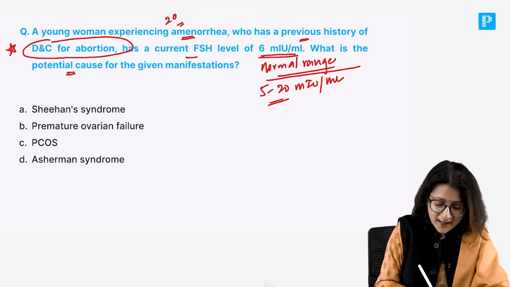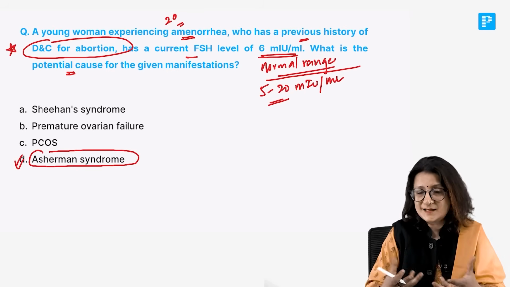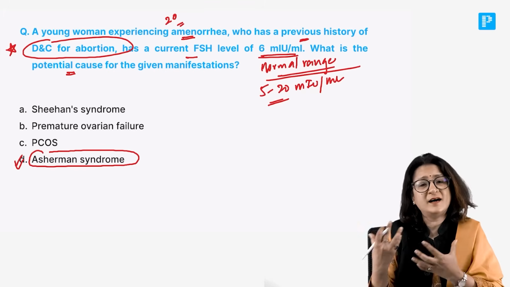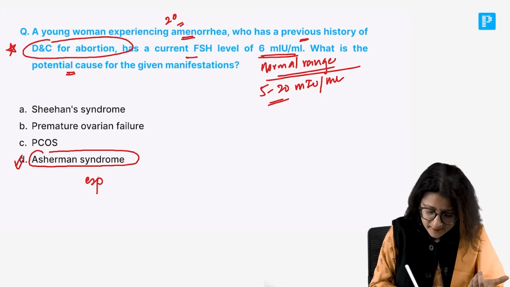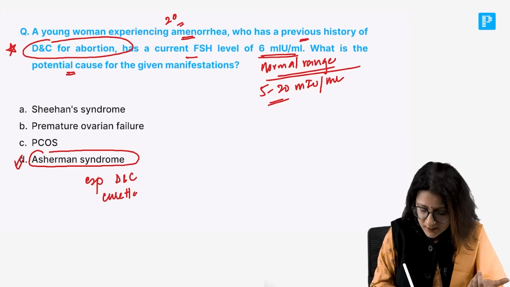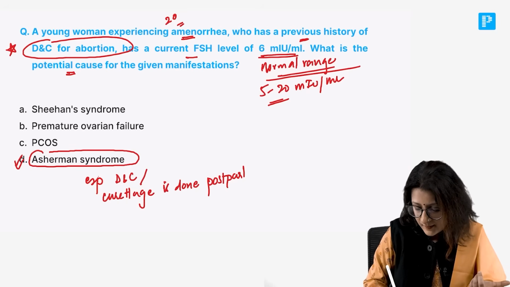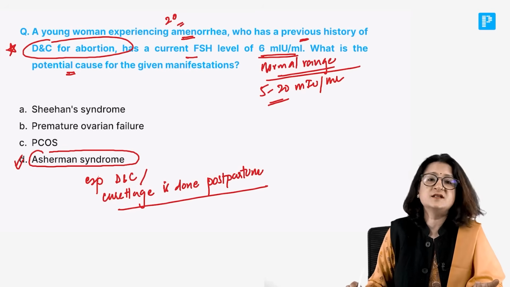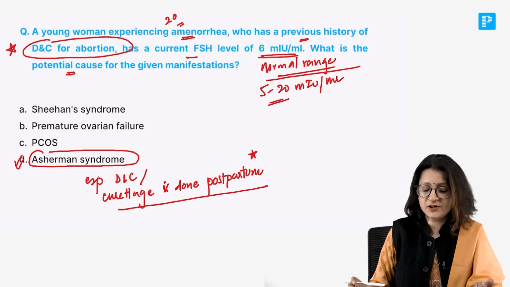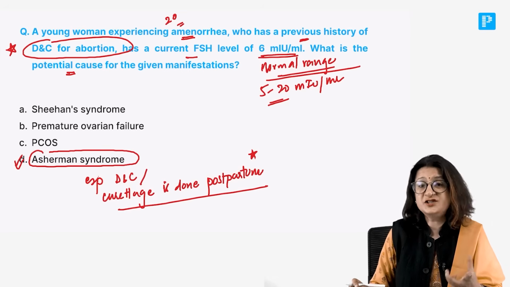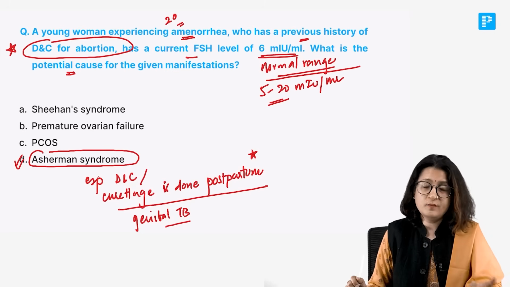So the answer is Asherman syndrome, right? Repeated DNCs, multiple DNCs in the past, maybe done for abortion. Also, please remember that especially when the DNC or the curettage is done postpartum, then the risk of Asherman syndrome is significantly increased. So keep that in mind, especially if curettage is done postpartum. Other than that, genital tuberculosis can also lead to Asherman syndrome.